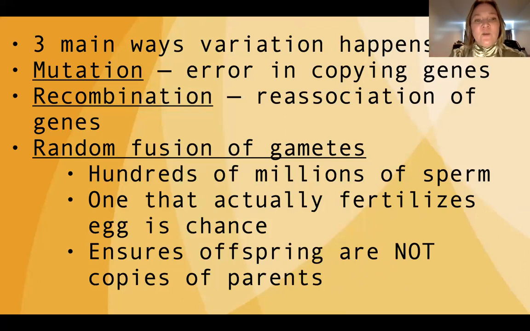Just to review what these three things mean, because we've studied them already. A mutation is an error in copying genes. Recombination is the reassociation of genes. Recombination occurs during crossing over in meiosis. That's when you have the two homologous chromosomes that pair up during synapsis. And during synapsis, crossing over may occur, which is where parts of the chromosome break off and reattach to its homologue. And then we have random fusion of gametes.